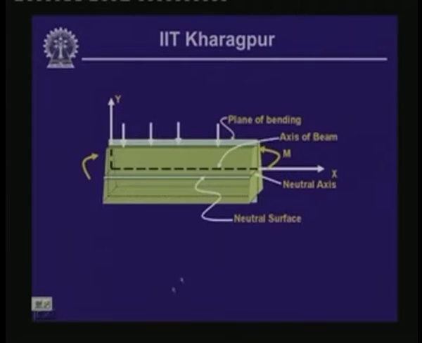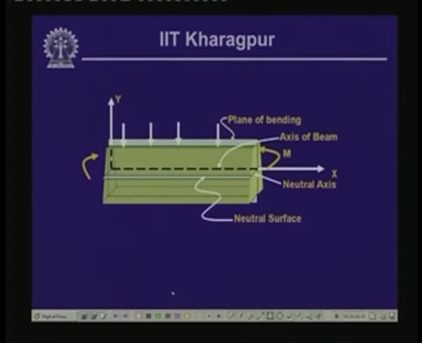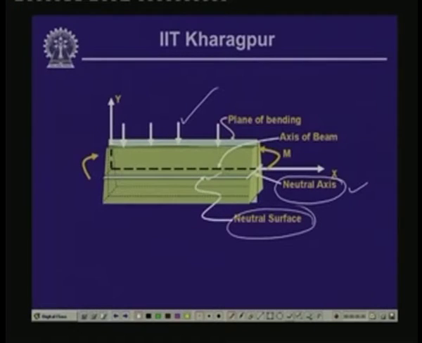Now, this is the diagram we finally get, plotting the segment of the beam. As we have seen, this is the plane of bending along which the load acts. The axis along which the stress is 0 we call the neutral axis, and for each cross section, if we plot this neutral axis, we get a surface which we call the neutral surface. This is the neutral surface of the beam plotted over here.